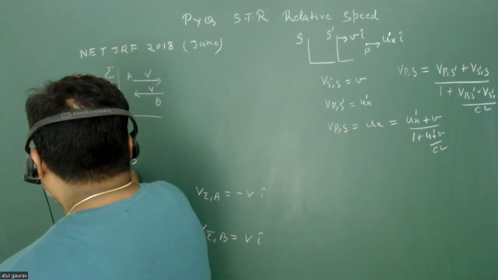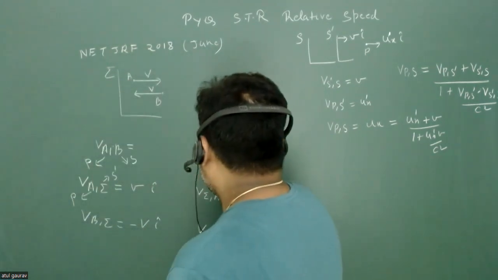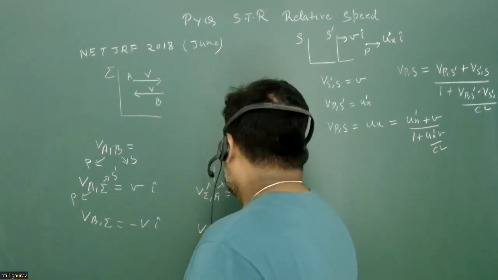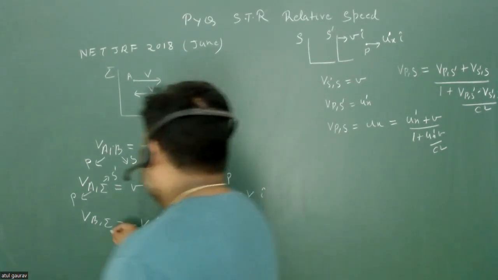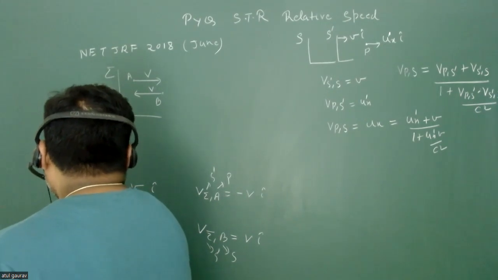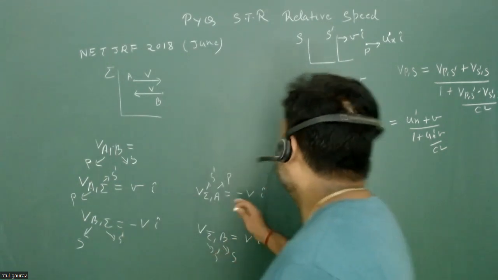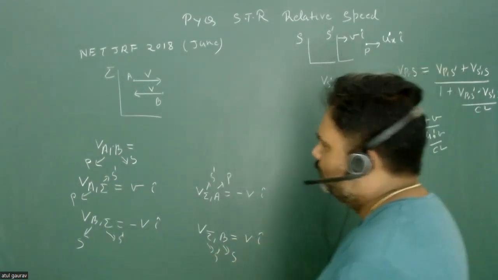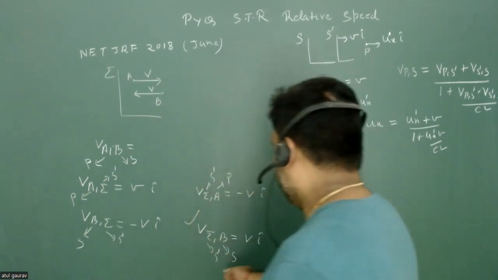Sigma is my S dash, A is my particle, and B is my S frame. Out of this, we first have to calculate the velocity of S dash with respect to S. So obviously we have to take this according to my notation.